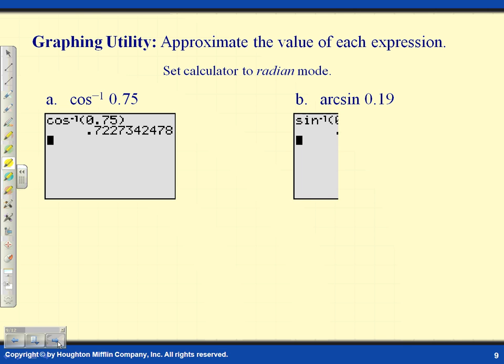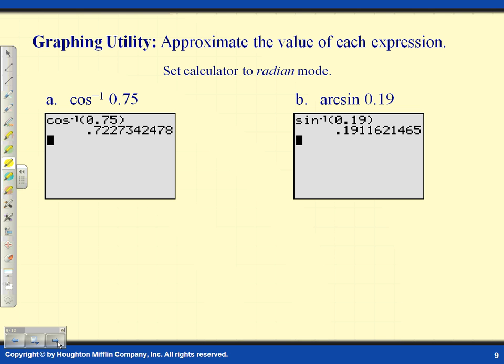Now, arc sine of 0.19. I can't put in arc sine, can I? Our calculators don't have arc sine. What our calculators do have is sine to the -1. Do we all get why we have to use that now?